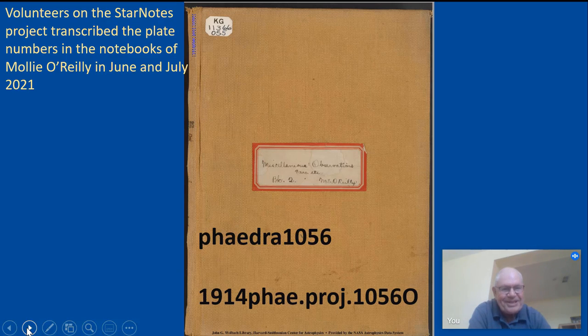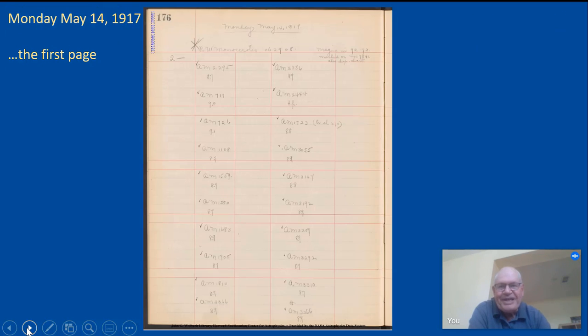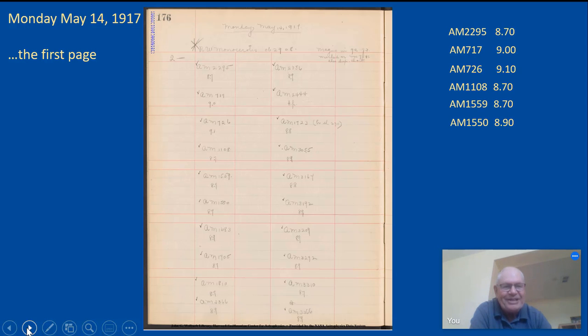The star was discovered in 1907 at the Moscow Observatory by Lydia Saraski. If we turn to page 176, we see the first of a set of measurements. You can see the plate number AM2295 with a magnitude estimate of 8.7, and then the next plate with another magnitude estimate, and so on and so forth all the way down the page.